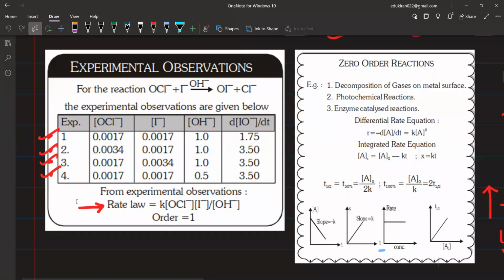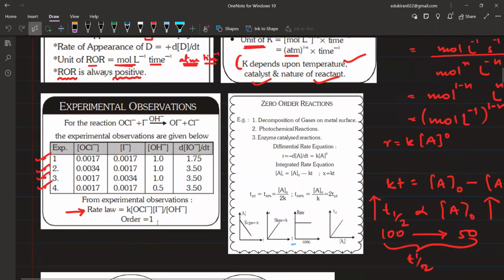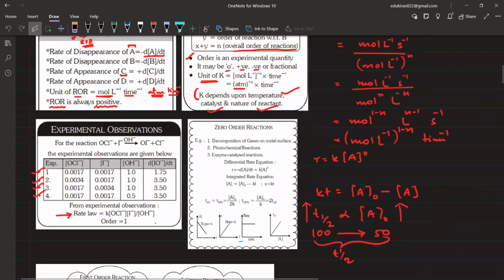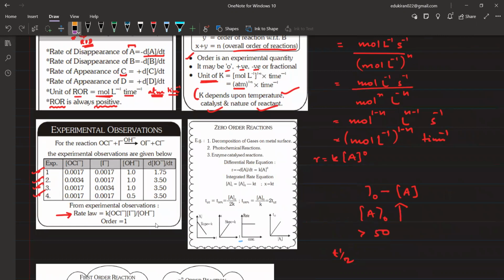Can you explain the integrated rate equation again and the differential rate equation? You want me to derive it? Yes, just like an overview.